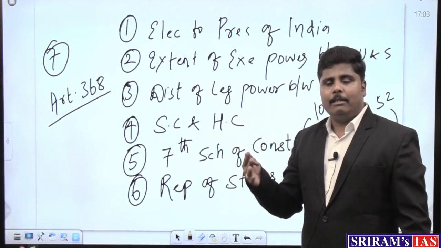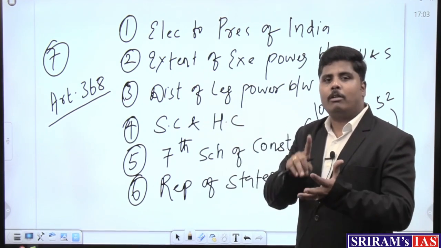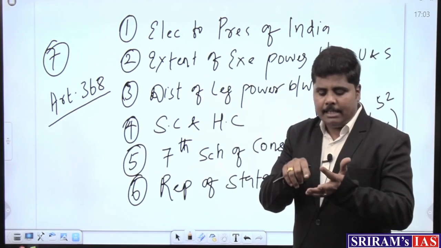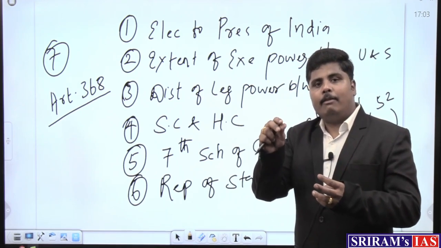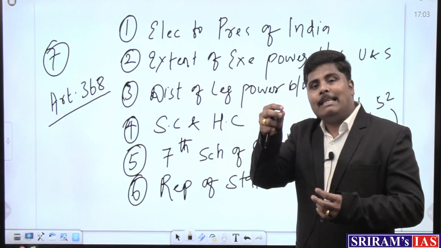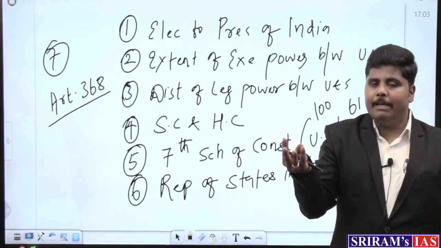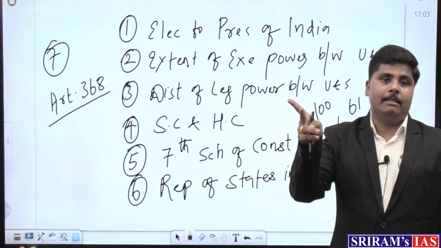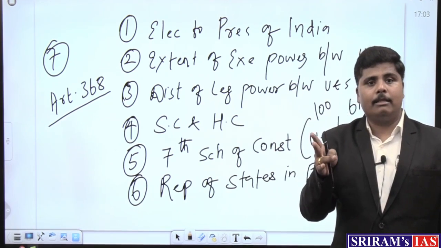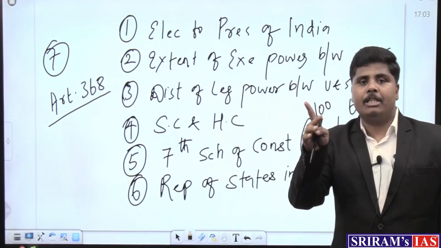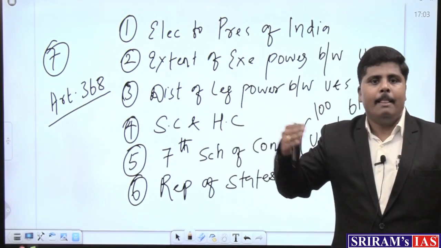Additionally, there are other things also in this chapter. What is simple, what is special, when simple will be used, when they will go for effective majority, what is absolute majority, and what do you mean by special majority? We have 2 things: 50% of the total strength, and 2/3 of the members present and voting. Those things we will deal with in the upcoming sessions.